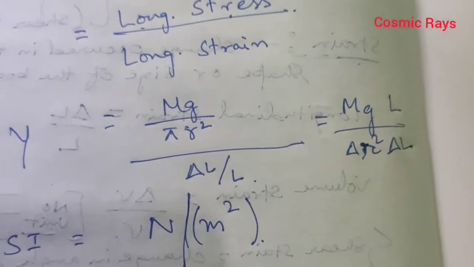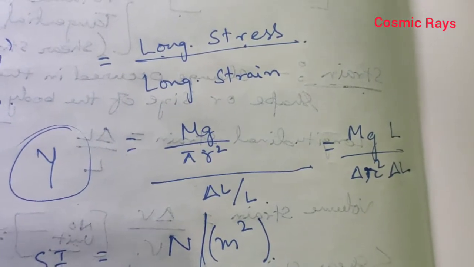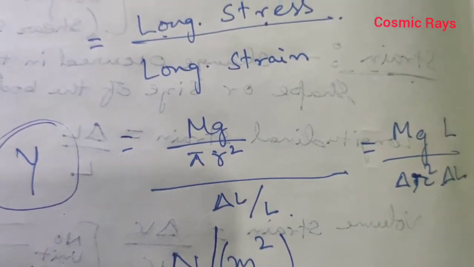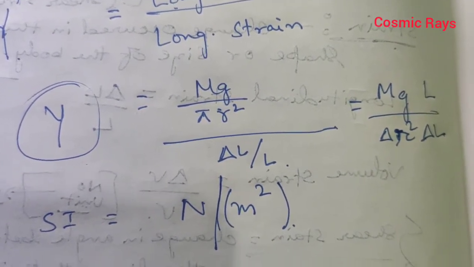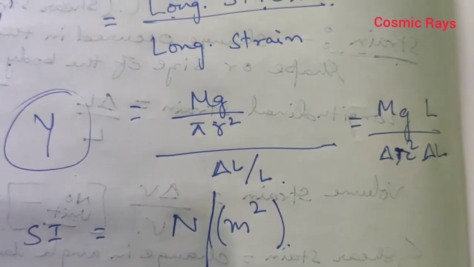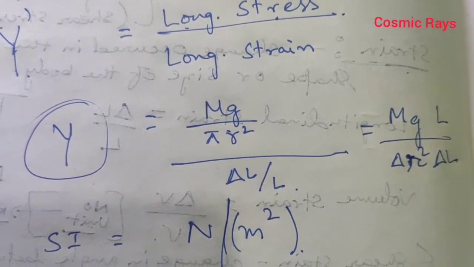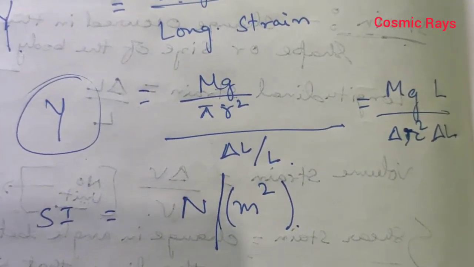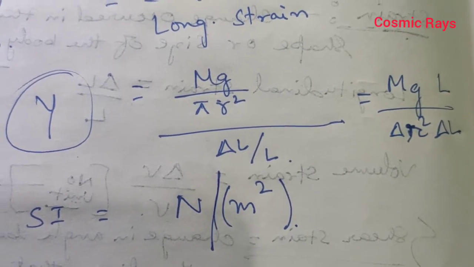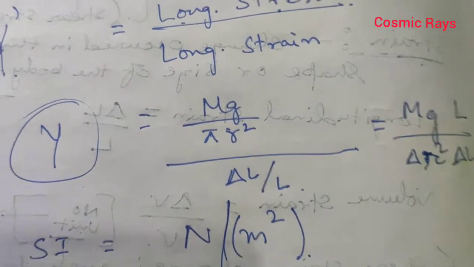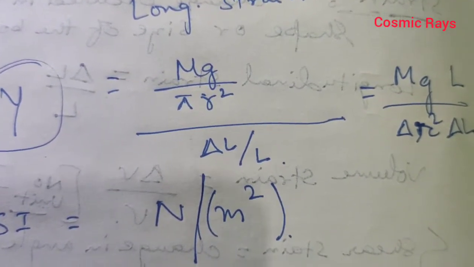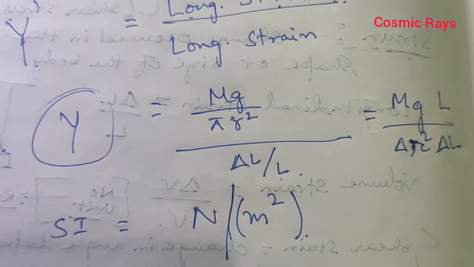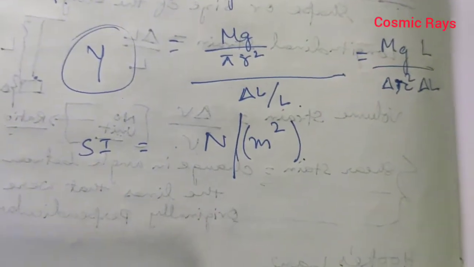Now this Young's modulus is the property of solids. If I ask you, which is more elastic, steel or rubber? Generally people say that rubber is more elastic than steel, but from the physics point of view, we find that steel is more elastic than rubber. Why? Because you know that elasticity is the property of the material by virtue of which, firstly, it will oppose any change in its shape or size caused by an external force, and secondly, it will regain its original shape.